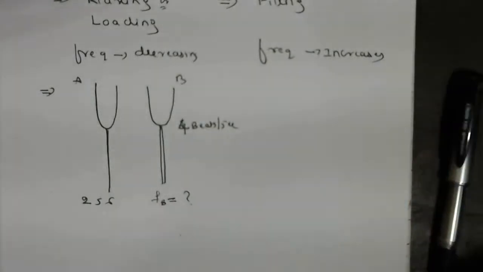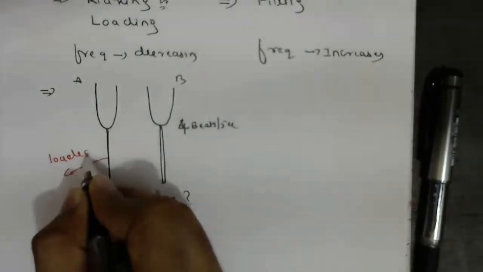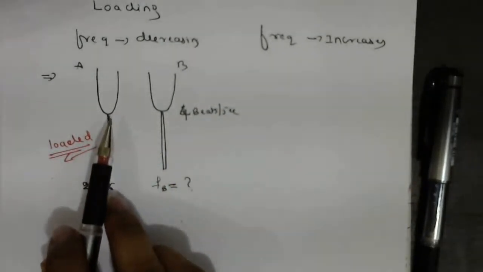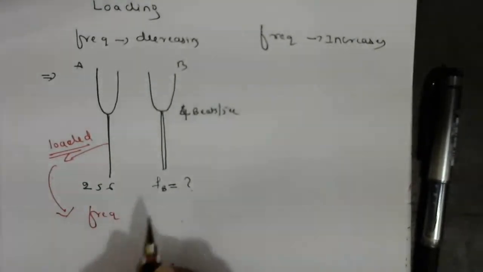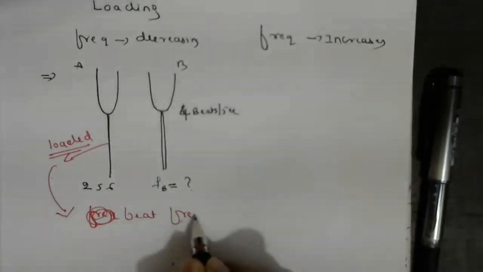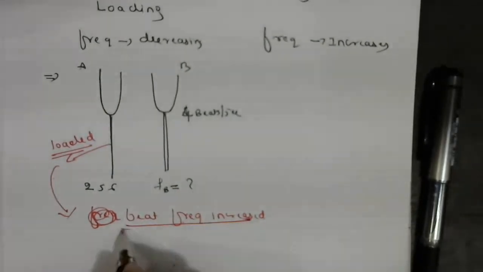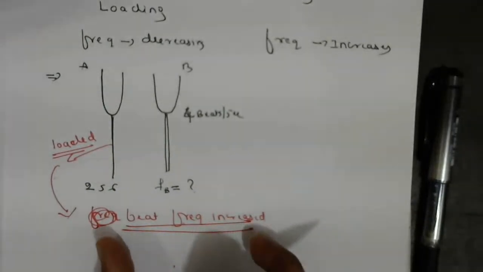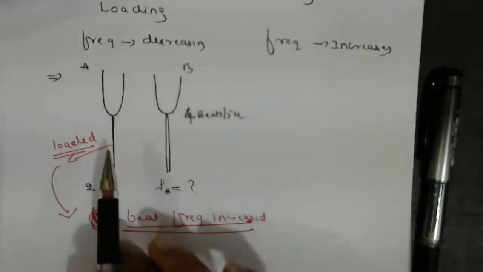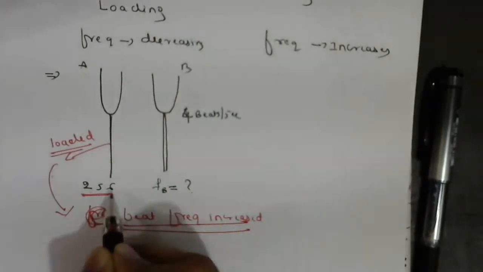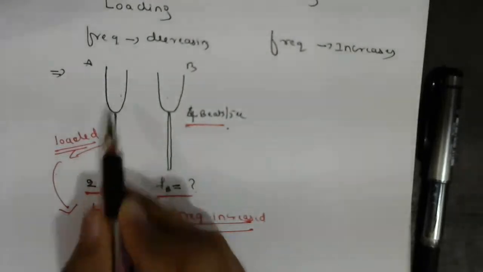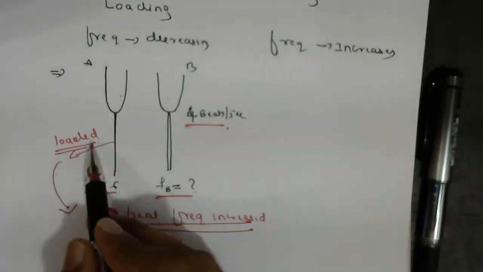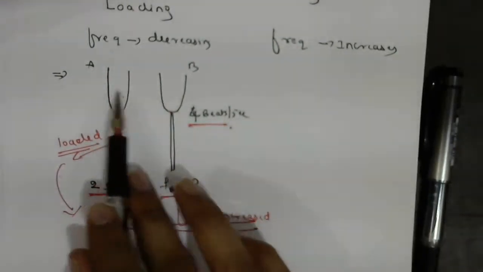After waxing, one of these two tuning forks is loaded. For example, tuning fork A is loaded. After loading, they may mention the beat frequency increased. Once again I'll explain the question. There are two tuning forks, A and B. Frequency of A is 256, frequency of B we don't know. When initially sounded together, 4 beats per second are forming. After that, the known tuning fork is loaded. After loading, we know that frequency decreases. Again, both are sounded together, and the beat frequency increases. Calculate the unknown frequency.